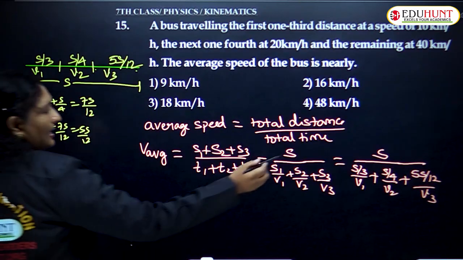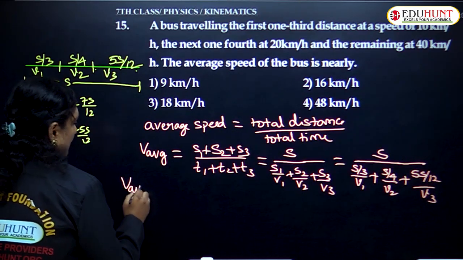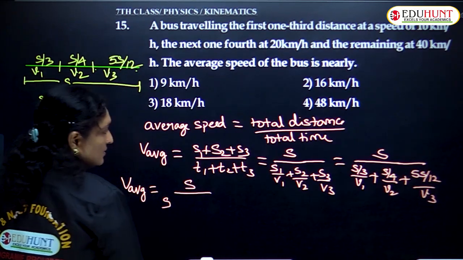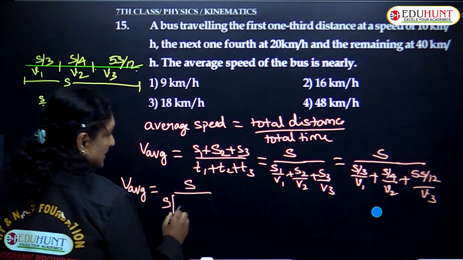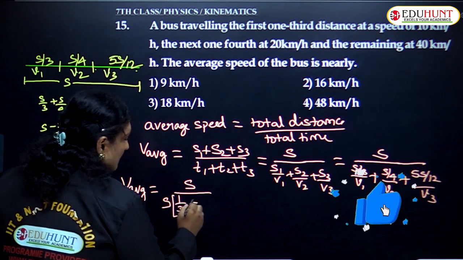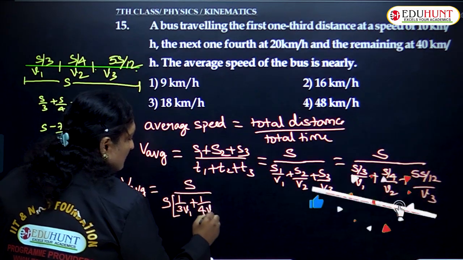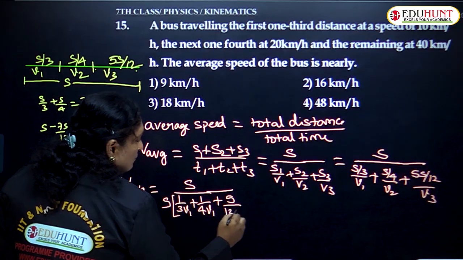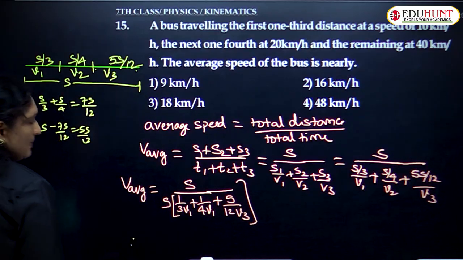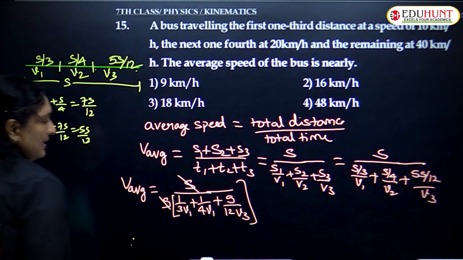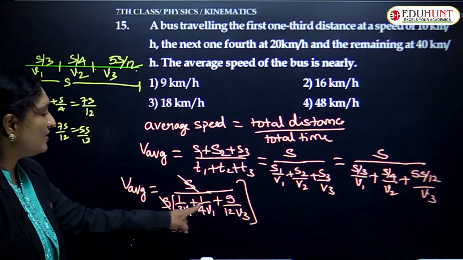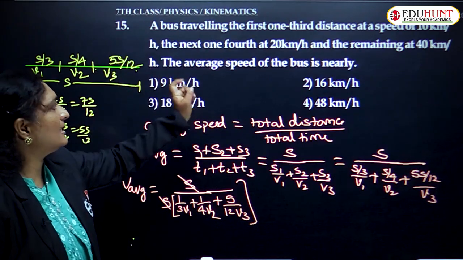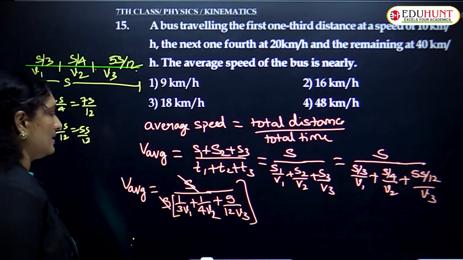So what is common here? S is common. Therefore, V average can be written as S upon, if you take out common S, then it will become 1 by 3 V1 plus 1 by 4 V2 plus, S is removed, then you are left with 5 by 12 V3. This is what is being left over. This S and this S will get cancelled. Now, the values of V1, V2 and V3 were given as 10 km per hour, 20 km per hour and 40 km per hour respectively.